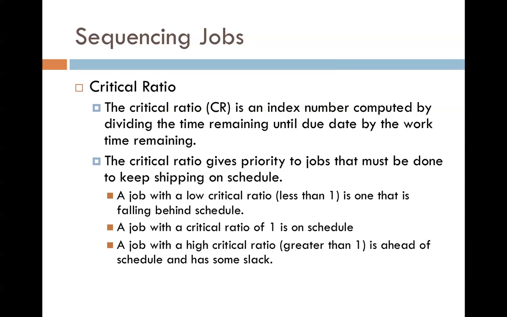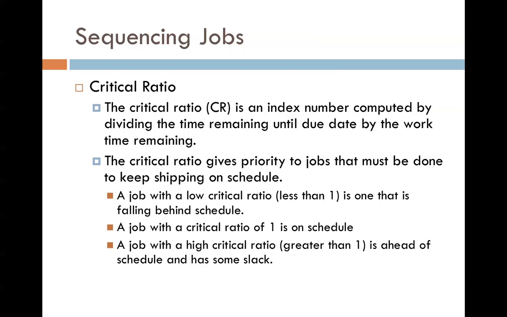Another type of sequencing rule is the critical ratio. The critical ratio is an index number computed by dividing the time remaining until due date by the work time remaining. As opposed to the priority rules, critical ratio is dynamic and easily updated. The critical ratio gives priority to jobs that must be done to keep shipping on schedule.